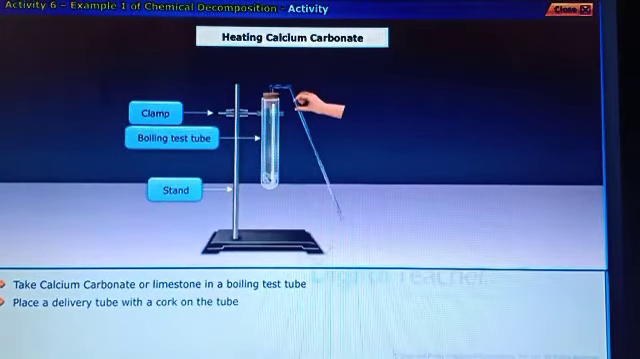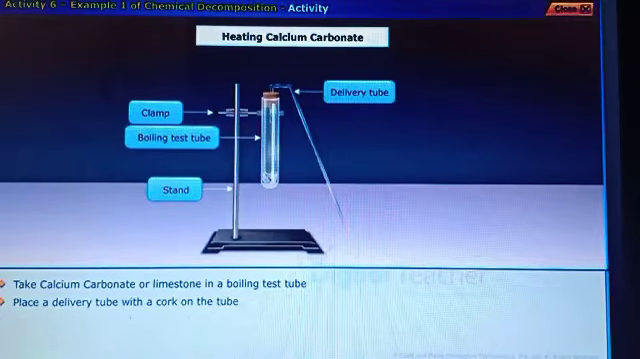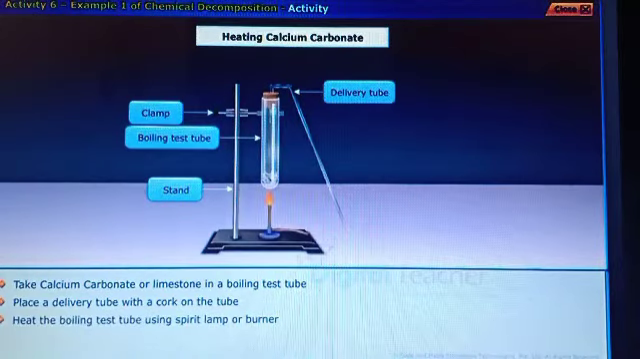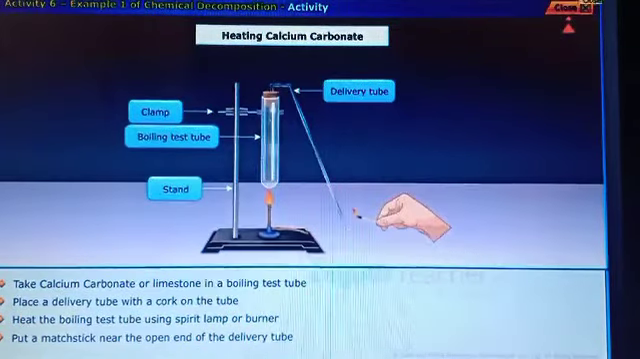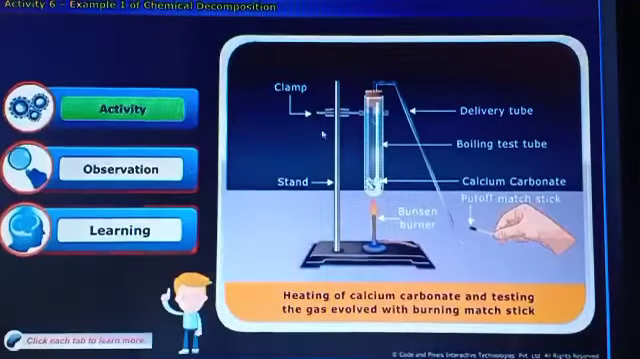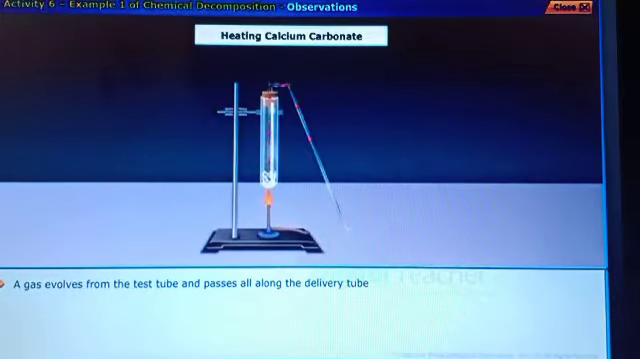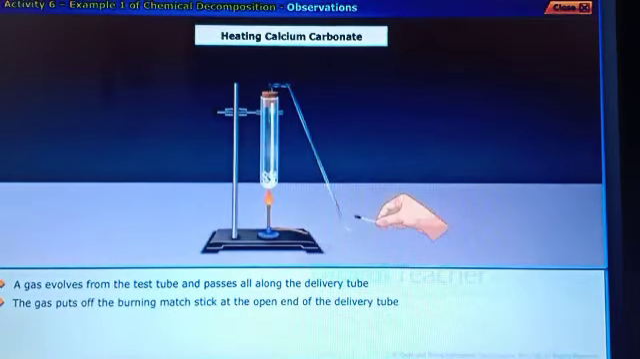Then place a delivery tube with a cork on the tube. Heat the test tube with the burner. Put a matchstick near the opening of the delivery tube. By this process, you can observe that a gas evolves from the test tube and passes all along the delivery tube.